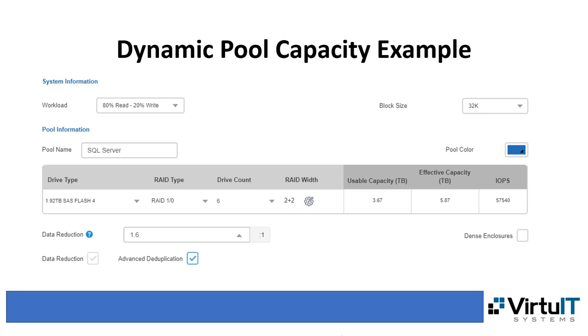And if I use 6 of them in a 2+2 mirror, I get 3.67 terabytes of usable capacity. And if I apply the data reduction factor to it, my effective capacity is 5.87 terabytes, and it gives me about 57,000 IOPS. Right, so this is an example of how I might configure something for a small to medium-sized database application.